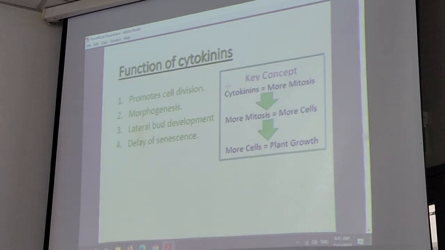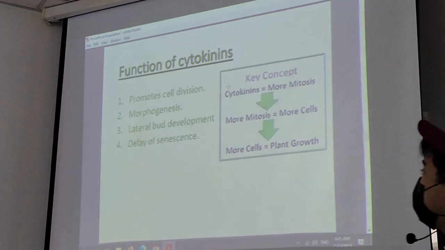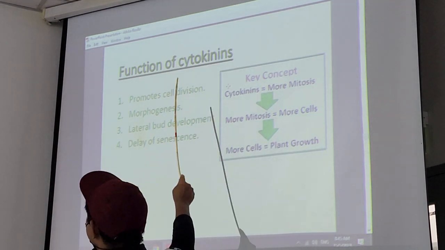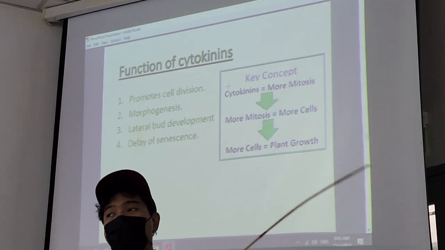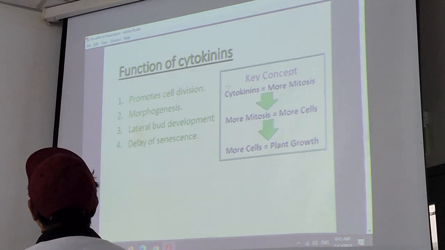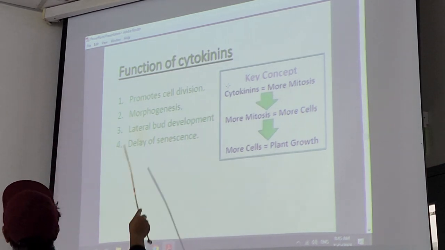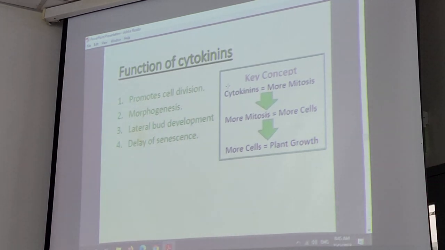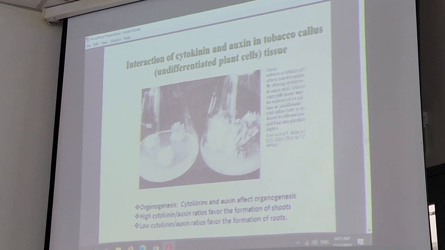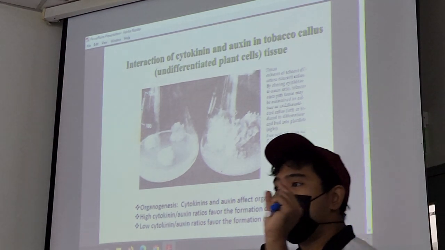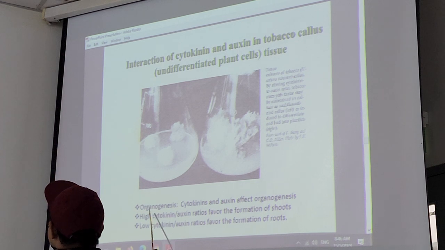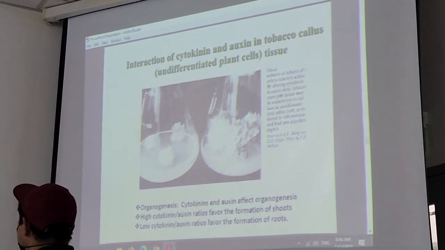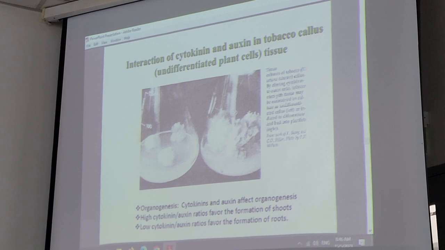Okay, so pretty much that's the function. So cell division, morphogenesis, you just play around with the auxin and cytokinin ratio, lateral bud formation, and also delayed senescence. We're going to look at that. Yeah, so the formation of root or shoot from a callus, this process is called organogenesis. This word: organo, organ; genesis, the formation or the birth of.